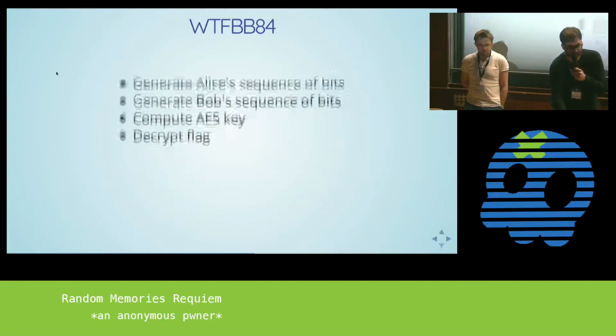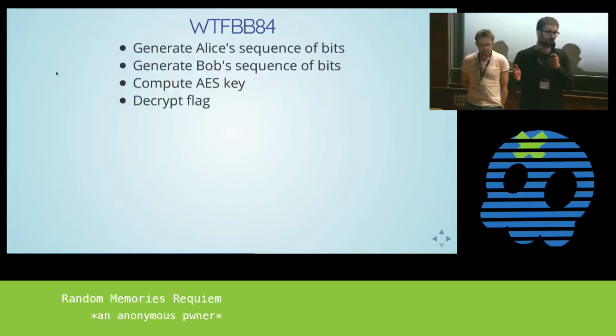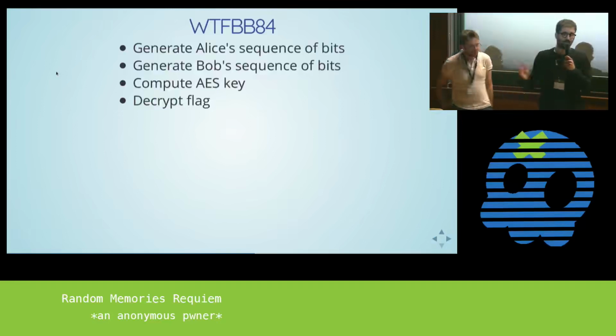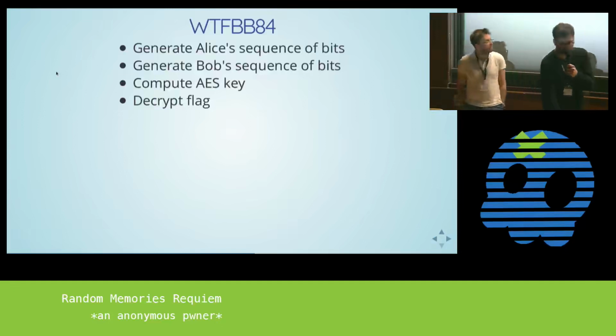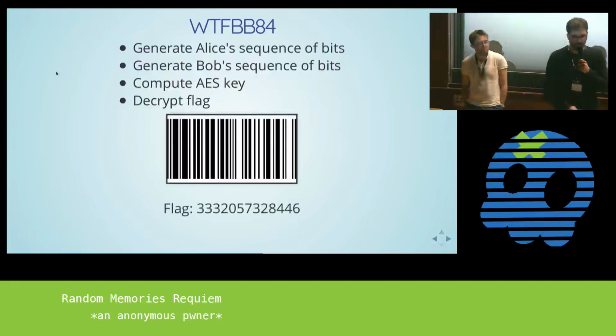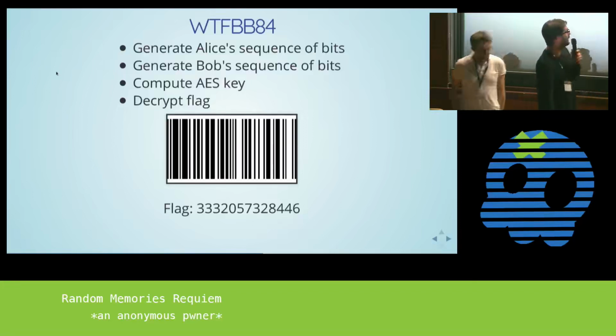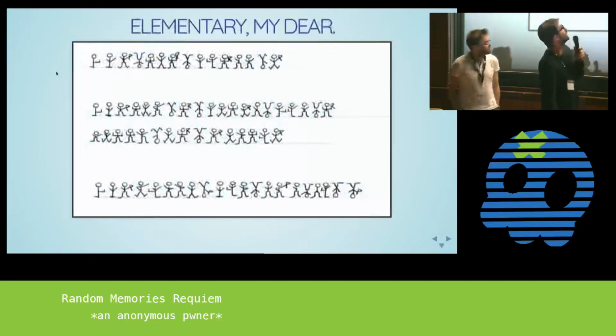And with this, you get the sequence of bits of Alice and Bob. You can compute the AES key and decrypt the flag. You decrypt the flag, you obtain the barcode. It must remind you of the challenge last year, and you get the flag, and it's over.